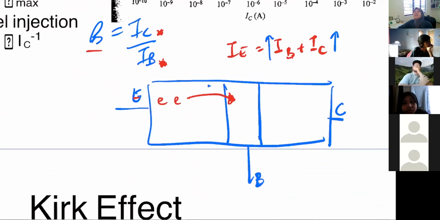I was thinking whether the defect will make it even worse. No, it will make it higher.